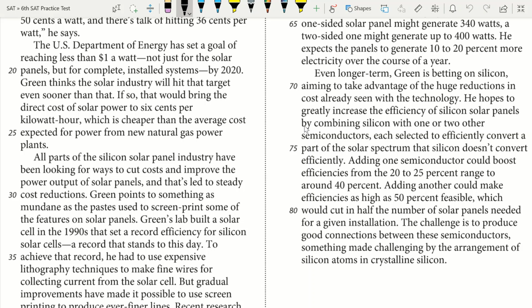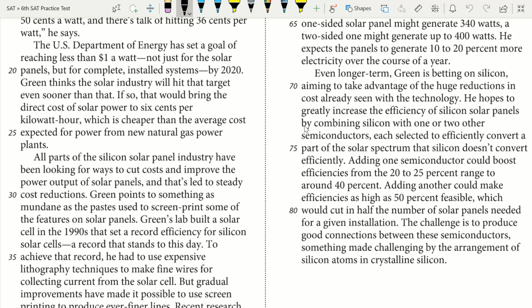He hopes to greatly increase the efficiency of silicon solar panels by combining silicon with one or two other semiconductors, each selected to efficiently convert a part of the solar spectrum that silicon doesn't convert efficiently. Adding one semiconductor could boost efficiencies from the 20 to 25% range to around 40%. Adding another could make efficiencies as high as 50% feasible, which would cut in half the number of solar panels needed for a given installation.